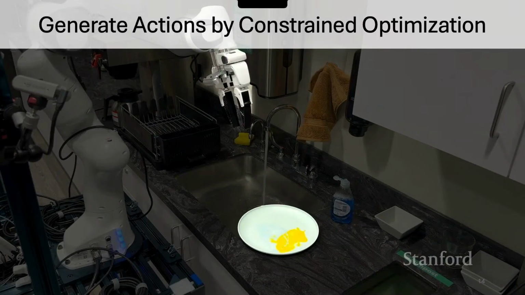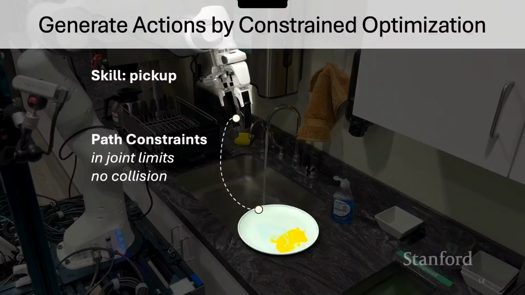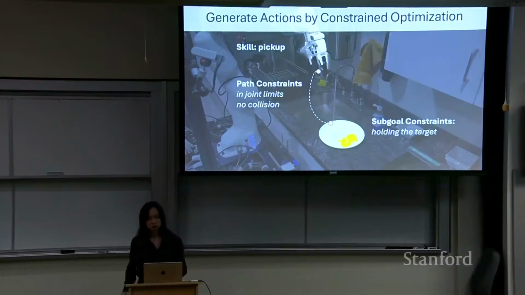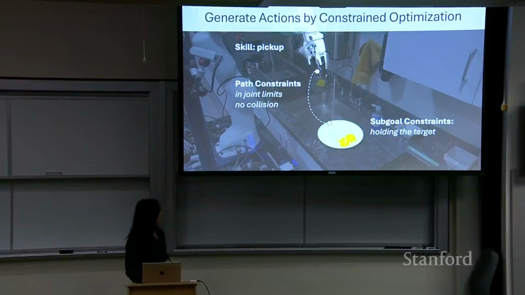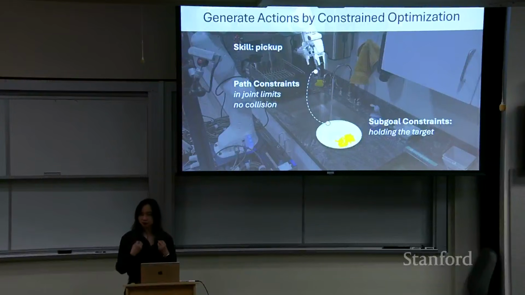Another option to think about action generation is as a constraint optimization. Again, for the simple task of picking up a plate from this kitchen counter, you can say my goal is to generate trajectories that satisfy, first of all, some path constraints. I want to have my robot stay within its joint limits. I want to avoid collision with other objects in the environment. And then I have some sub-goal constraints, like eventually I want to be holding the target. What this formulation brings us is that now you can compose multiple actions, because it's basically adding up the constraints temporally and spatially.